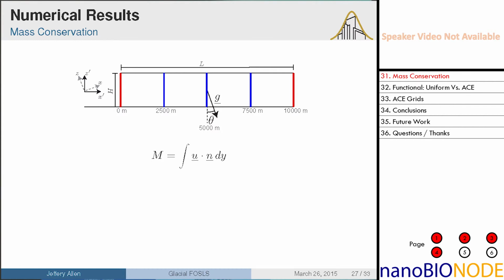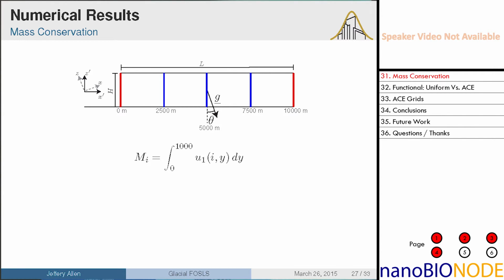Last thing I wanted to talk about in terms of performance is mass conservation. We're doing Stokes in a FOSLS framework, and what always comes up is people ask, are you conserving mass? So what I did is I did cross sections along the 100 to 2,500 and so on parts of the glacier, and I calculated the integral of velocity dot n.